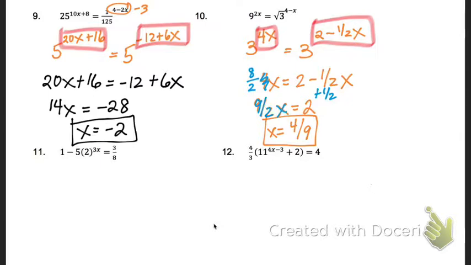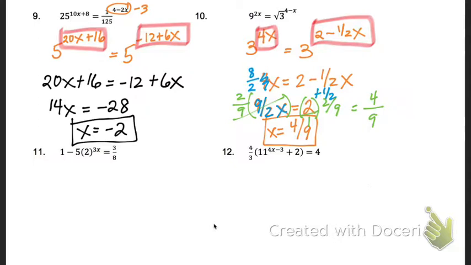And how did I get the 4/9? How did I get rid of the 9/2? Instead of dividing by 9/2, what's another way I can get rid of it? Multiply by 2/9. And 2/1 times 2/9, multiply across, becomes 4/9.